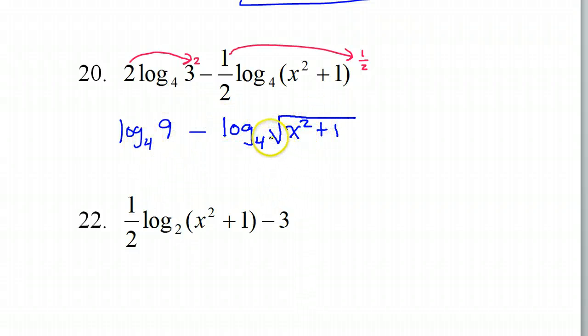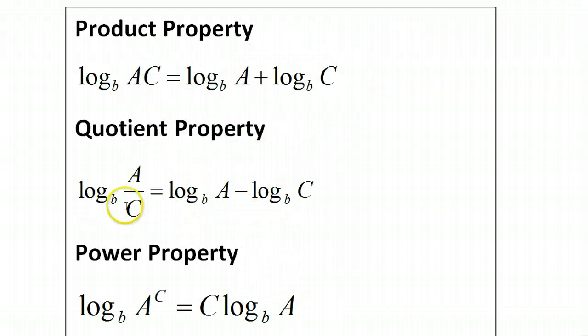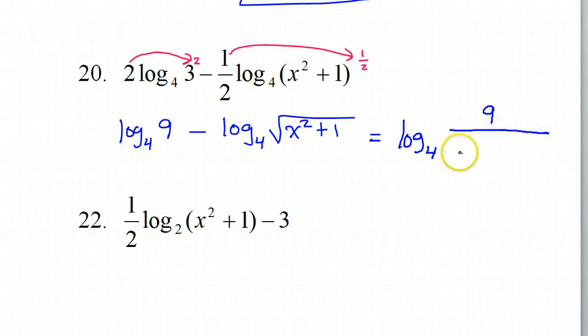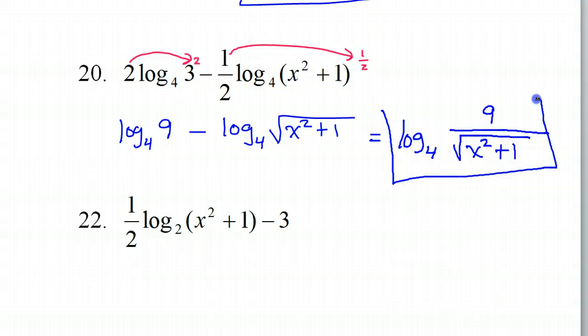Now we would do the quotient rule and turn this into a over c. We're going from this to this, a over c. So this is going to be, I'm going to put it over here, log base 4 of 9 over the square root of x squared plus 1. Make sure you only write the word log once. Don't do log over log. It's just one log. Okay, on to number 21.